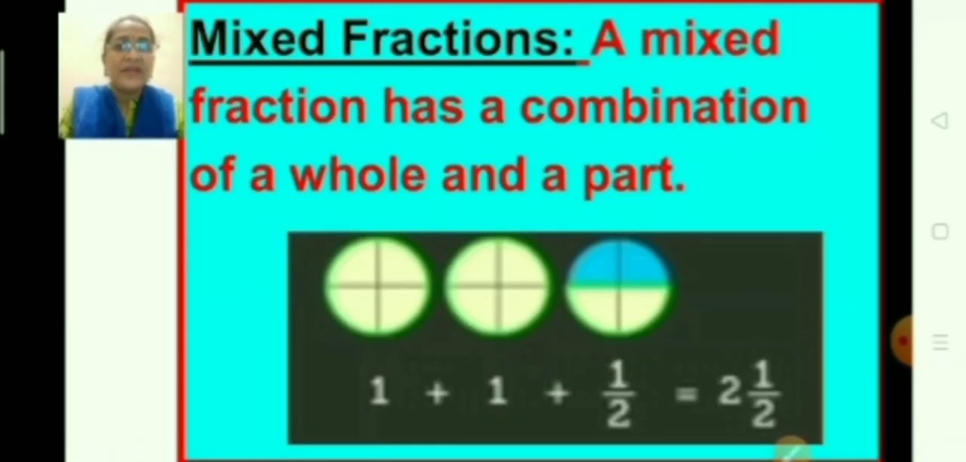And the third type of fraction is the mixed fraction. A mixed fraction has a combination of a whole and a part of the whole. Next, see here, the diagram shown to you has 2 complete circles and one half. These 2 complete circles are considered as 2 wholes and the third one is a half. So we read this as 2 and a half.